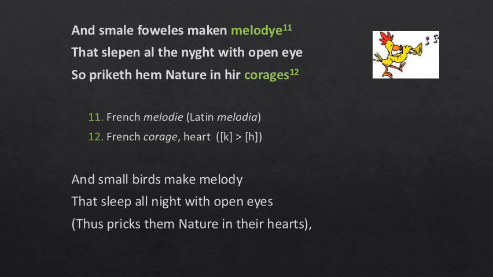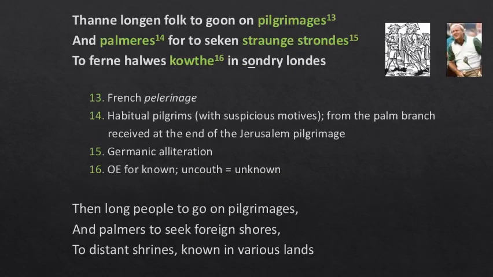You might almost forget that we are leading up to a story about human beings making a pilgrimage to a martyr's shrine. But that's where we're headed. In fact, we're getting closer and closer. Because the rhyme for thus priketh hem nature in hir corages, thus nature pricks them in their courages, we then get sort of the thesis statement. Thanne longen folk to goon on pilgrimages. Wow, suddenly we've switched to people. So that's what nature does in spring. This is what people do in spring. People long to go on pilgrimages.